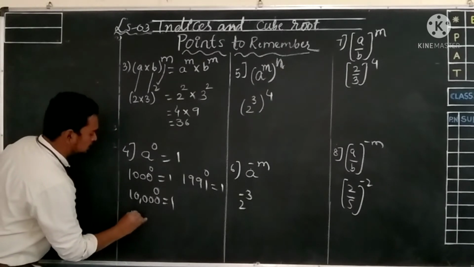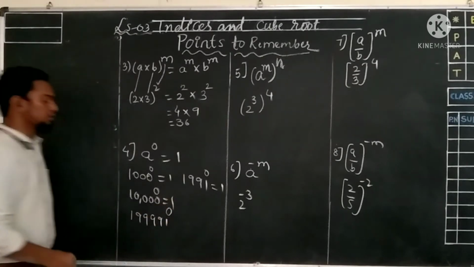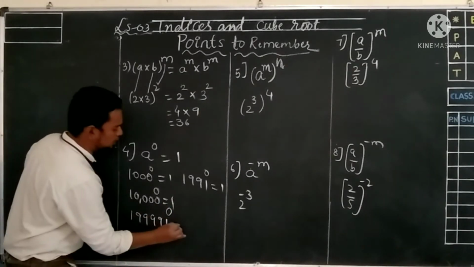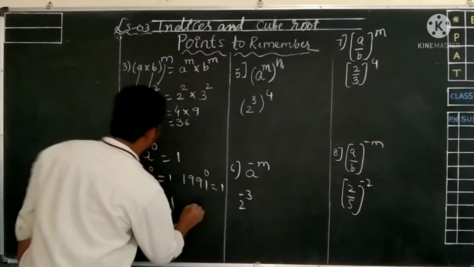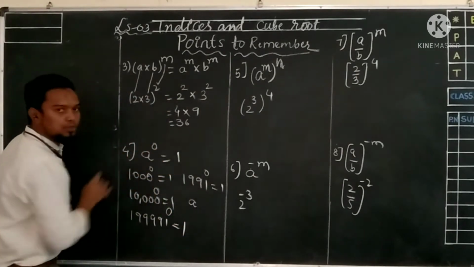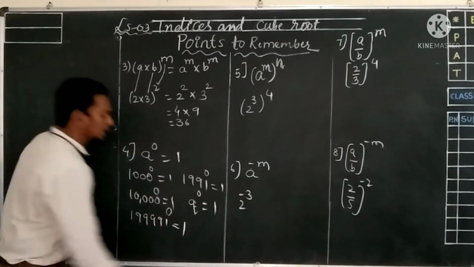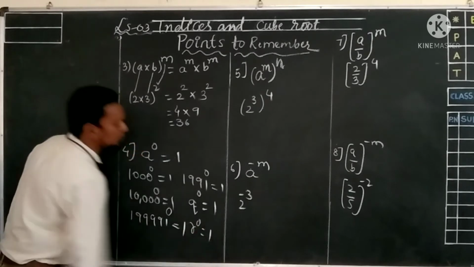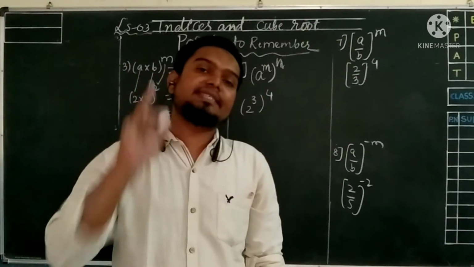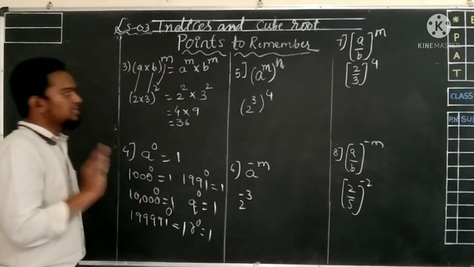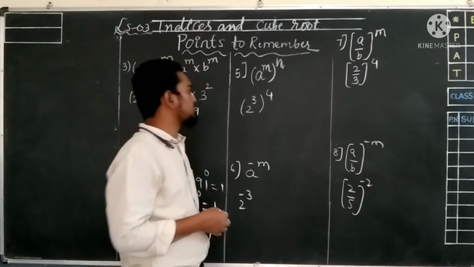Next, 19,991. Their power is 0, so their value is also 1. Next, a to the power of 0 is also 1, q to the power 0 is equal to 1, and r to the power 0 is equal to 1. Any alphabet or any number, their power is 0 means their value is 1. Next, the fifth property or fifth law of indices.